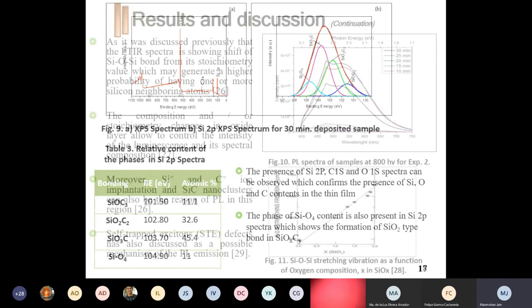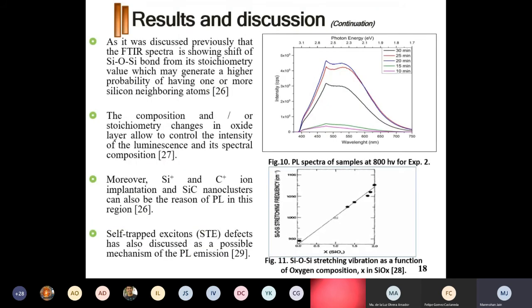Now I am going to discuss the PL spectra of my samples, and we can see here in figure number 10 that there is a very broad PL emission spectrum from around 380 to 700 nanometers, in which we can see a saturated spectrum from 477 nanometers to 550 nanometers. The origin of the spectrum around 477 nanometers is explained here.